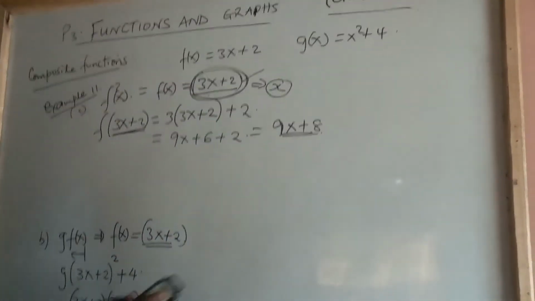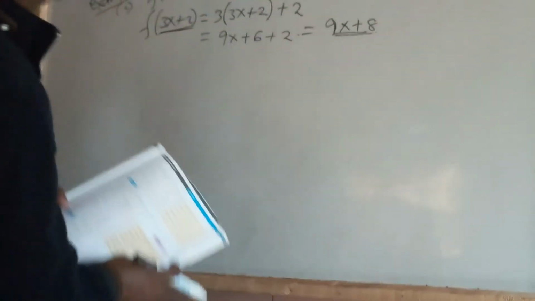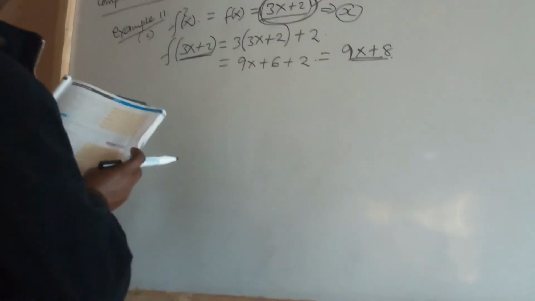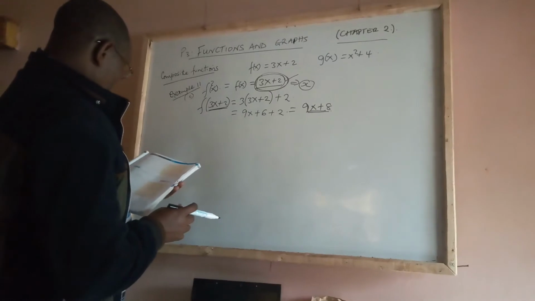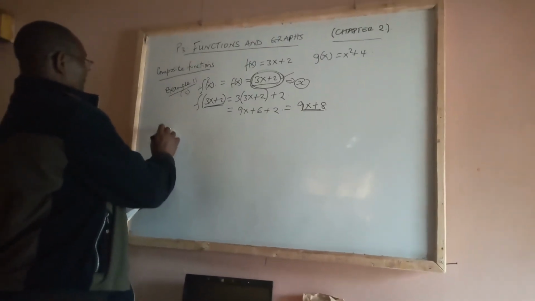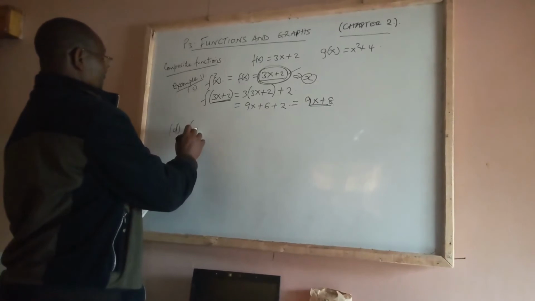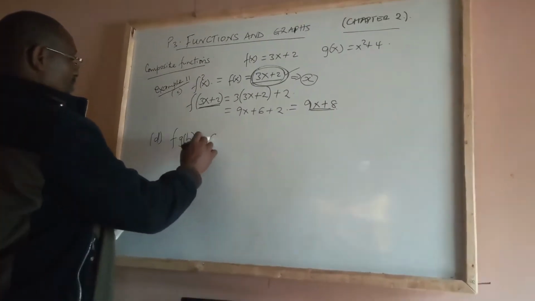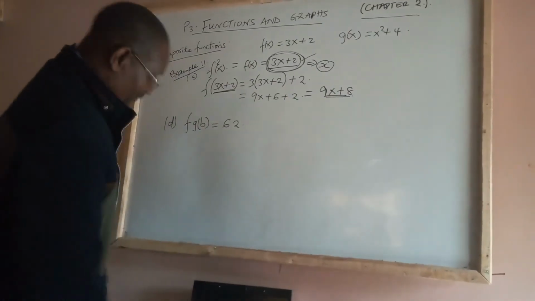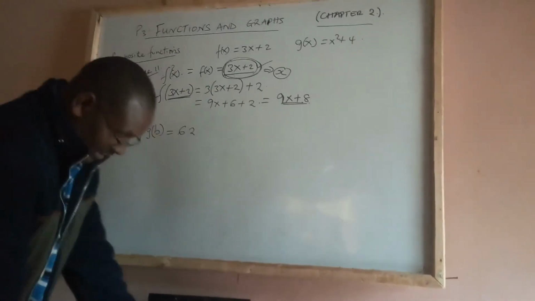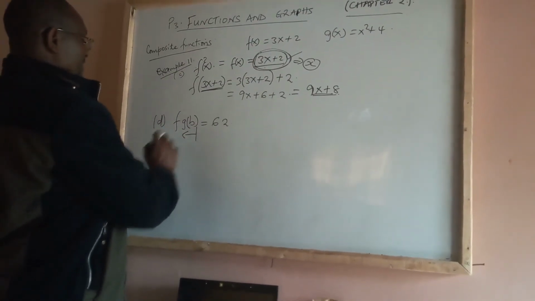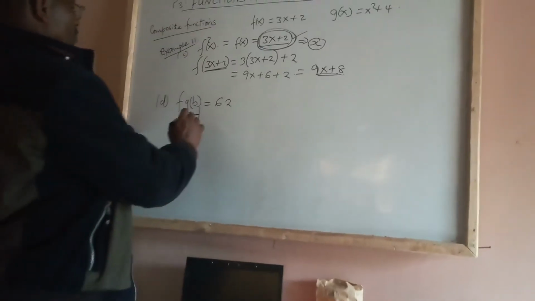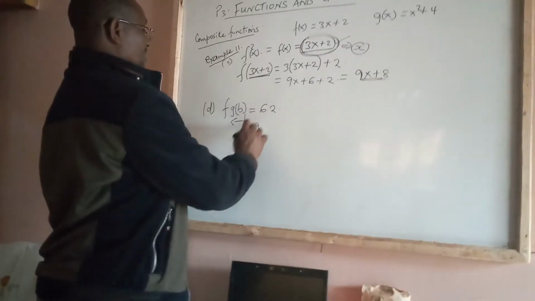Let us look at part D and see what happens. Part D: find the value of b such that f(g(b)) is equal to 62. There is nothing new here. We only need to consider that we are now not having x, we are having b, but the procedure is the same. So what do we start with? What is g(b)?